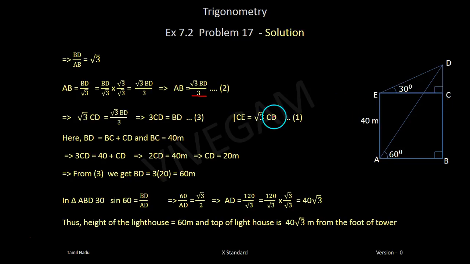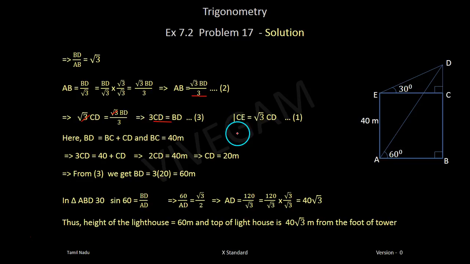So, what happens? So AB, which means right hand side of equation 1 and equation 2. See equation 1 for your reference, I have written here. CE equal to root 3 CD. But we know CE is also equal to AB. So, which means this is equal to this. So, root 3 CD equal to root 3 BD by 3. So, root 3 and root 3 will get cancelled. Right. So, 3 CD will be equal to BD. So, this is one equation.